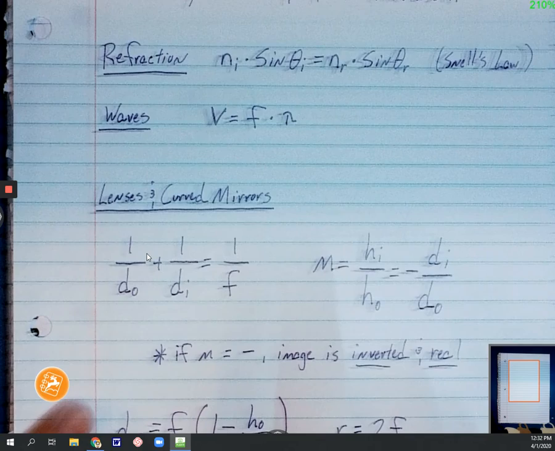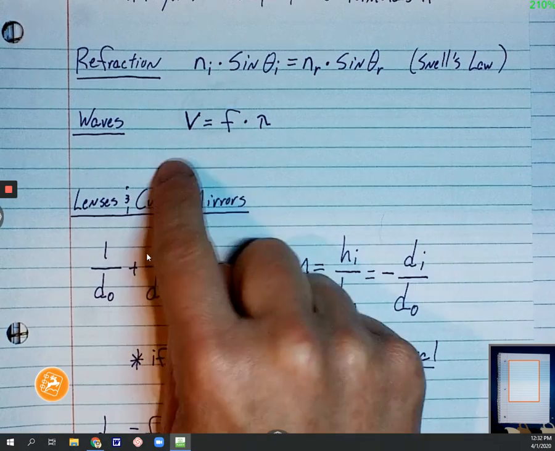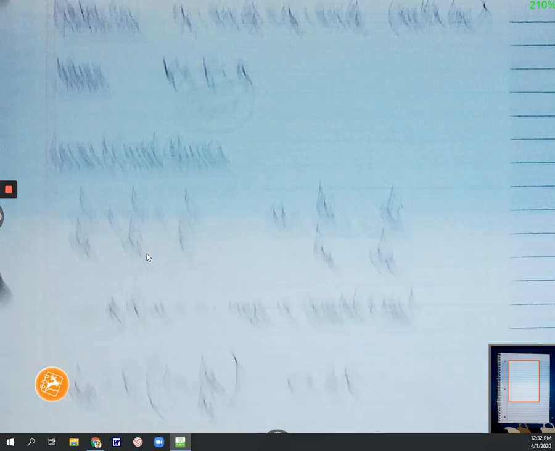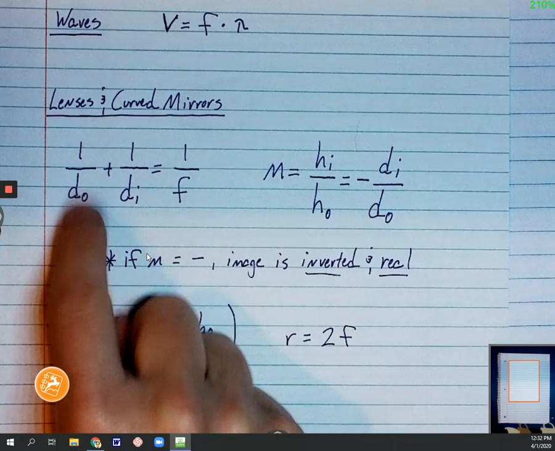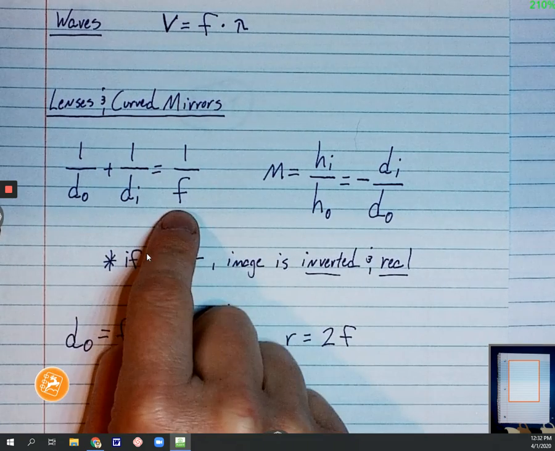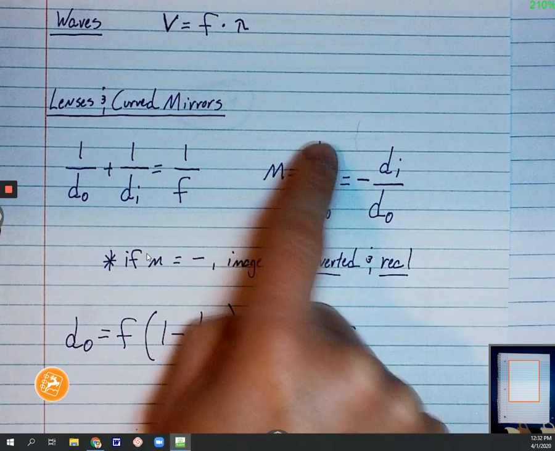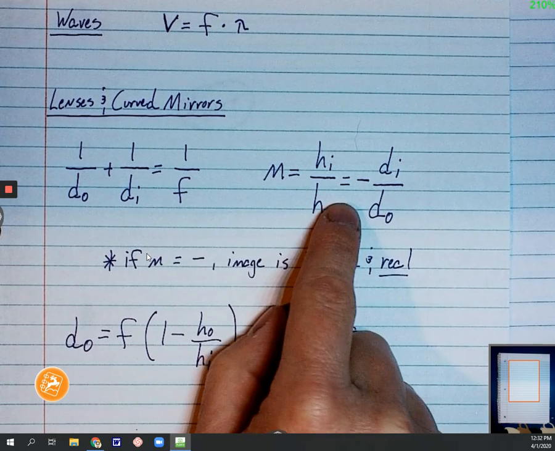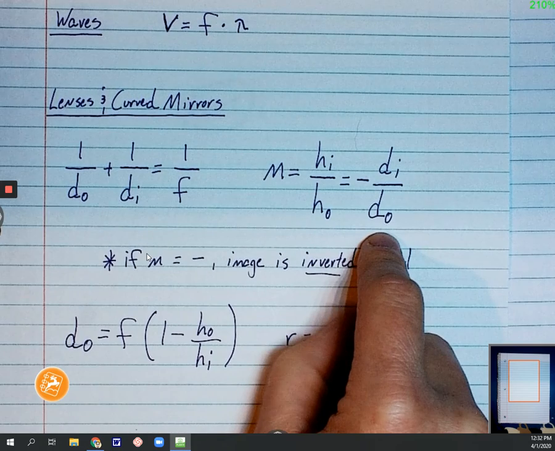We have on this formula sheet Snell's law. We have, of course, the general wave equation. The velocity of a wave equals its frequency times its wavelength. Now, these are true for lenses and curved mirrors. 1 over distance of object plus 1 over distance of image equals 1 over focal length. Magnification factor is equal to the height of the image divided by the height of the object. And that's equal to the negative distance of the image over the distance of the object.